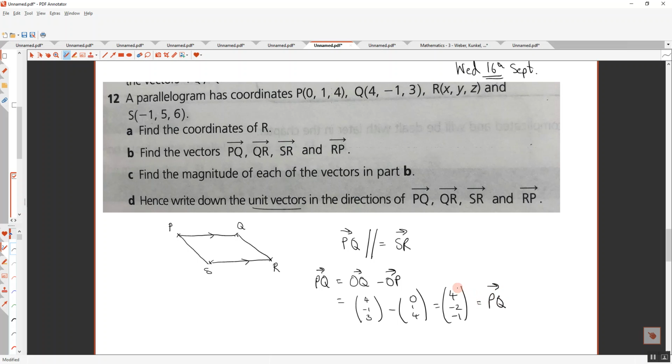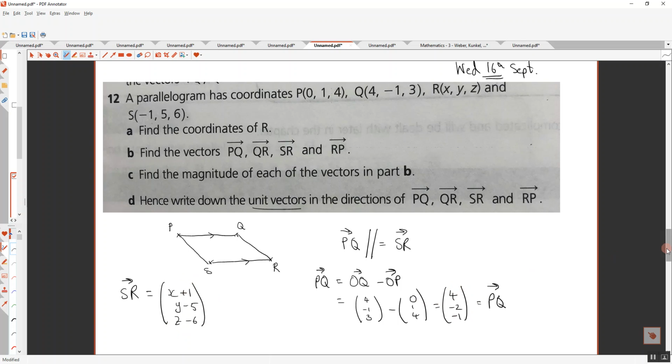Now, S to R is equal to this vector because they're the same length. P to Q is the same length as S to R, and they're both going in the same direction. S to R is equal to the vector R minus S, so x minus minus 1, which becomes x plus 1. I've got y minus 5, and then z minus 6. So this vector is equal to this vector.